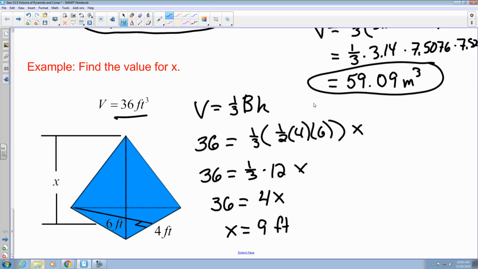And that is how to find the volume of pyramids and cones.